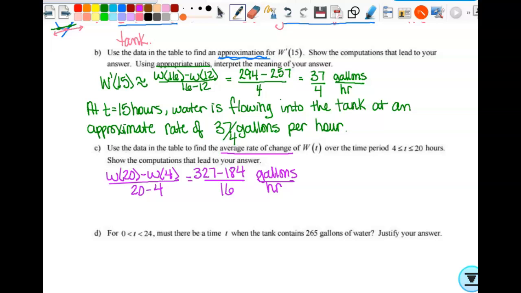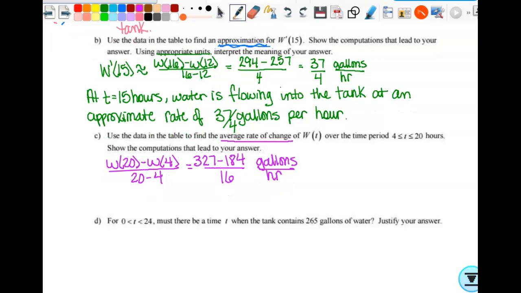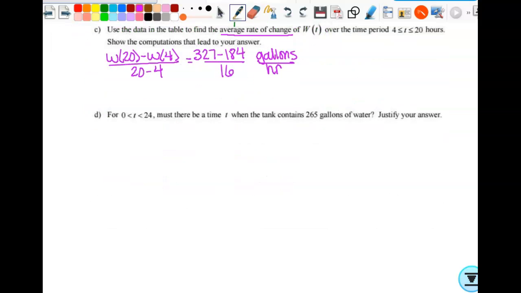All right, so on D, it says for t between 0 and 24, must there be a time t when the tank contains 265 gallons of water? Justify your answer. Yes, because of IVT. But is that all we have to say? We have to say more. So how do we know we're allowed to use IVT? What has to be true about the function? It has to be continuous. How do we know that this one is continuous?